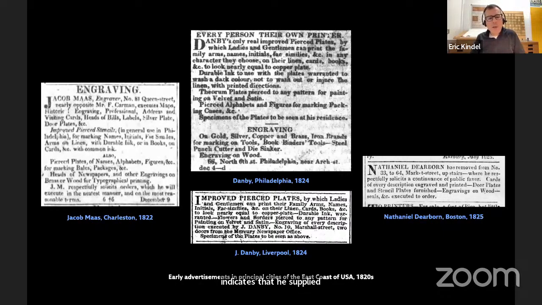And you'll notice that Danby and Moss describe stencils as pierced plates. And while Dearborn used the word stencil, elsewhere he referred to perforated plates. So it seems as though the word stencil was perhaps not yet widely known at this time.